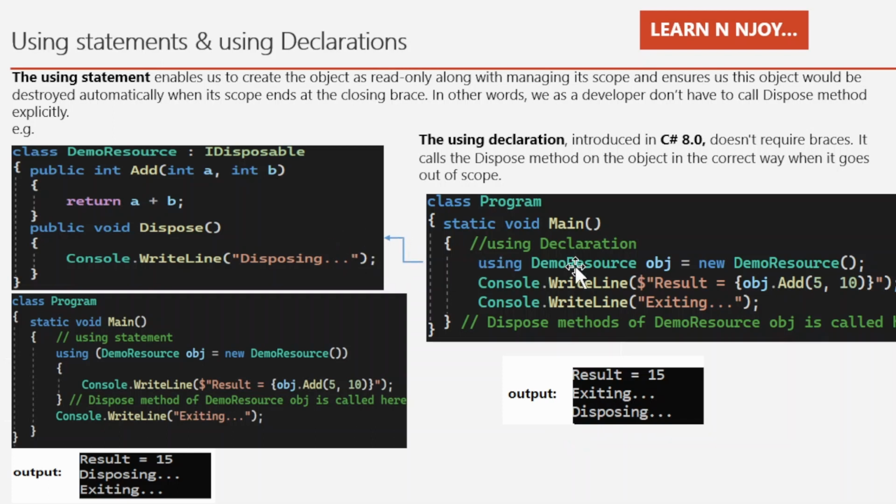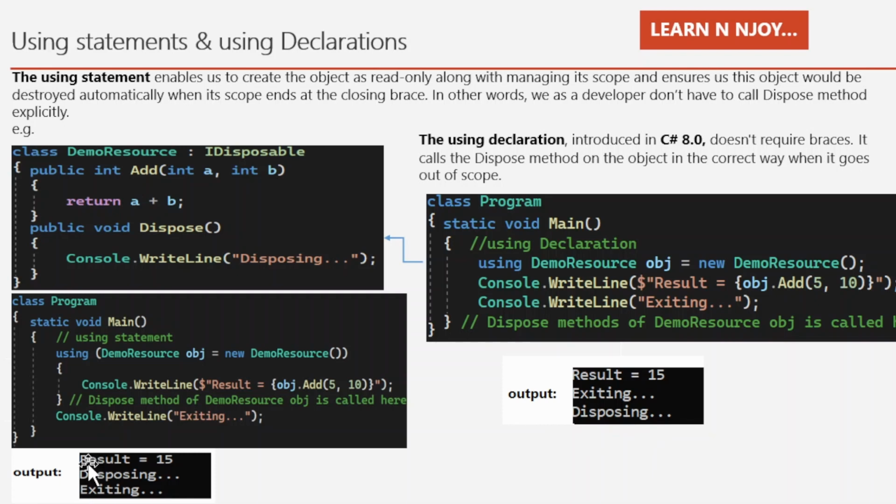Why have I given this sign over here? Because for this demo resource, I'm using it in the using declaration examples. That's why I have written this arrow over here. If you see the output of the using statement, the result is equal to 15, disposing, exiting, and the output of the using declaration example is result is equal to 15, exiting and disposing.